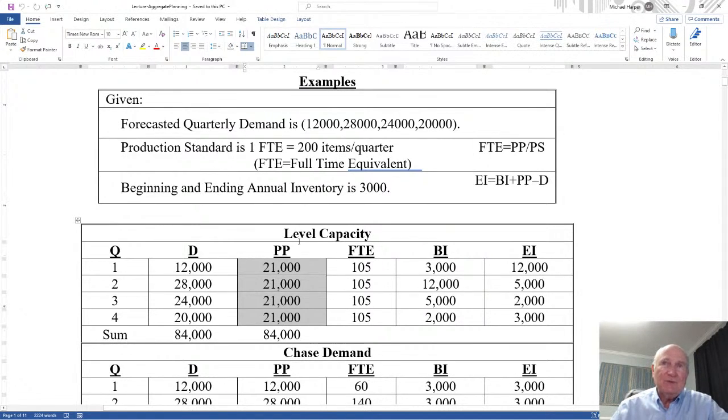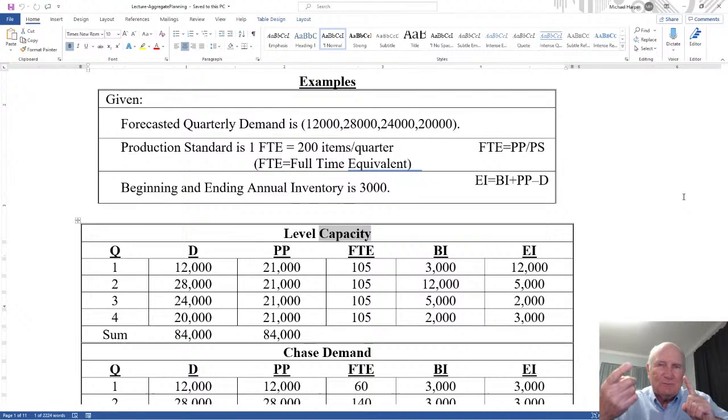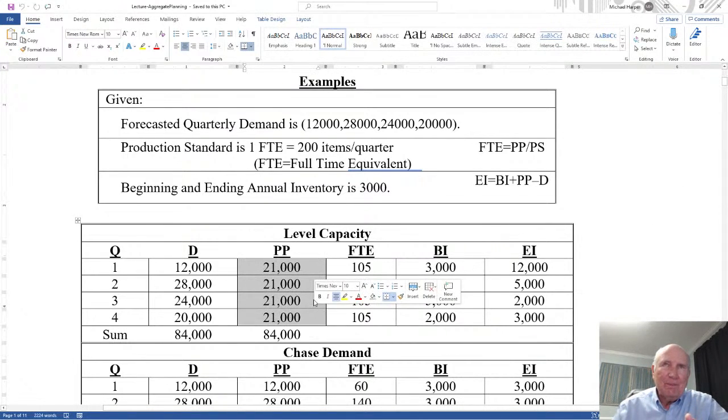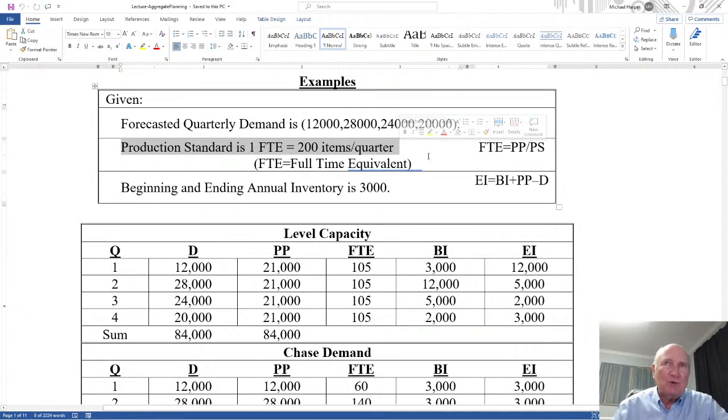What's a definition? Well, it doesn't say level production. It says level capacity. Because what we're focusing in on is labor capacity. And that labor produces productivity. Okay? Well, what's capacity? Well, we have to connect our production with our labor. And the way we do that is called a production standard, where 1 FTE equals 200 items per quarter.